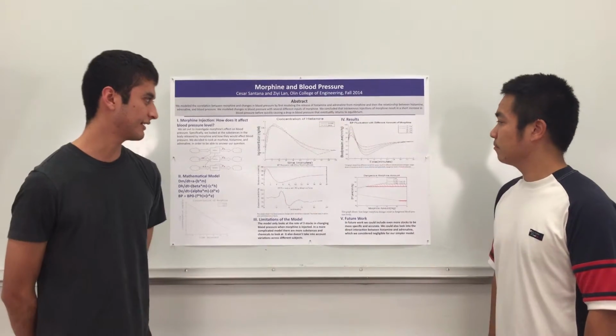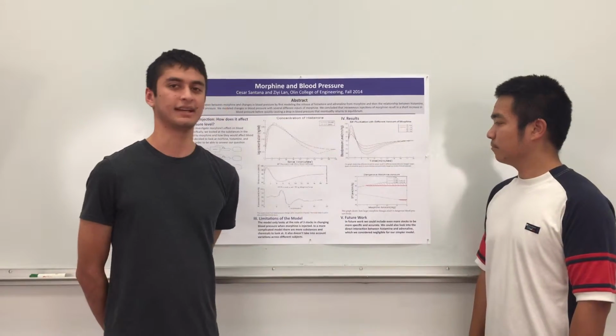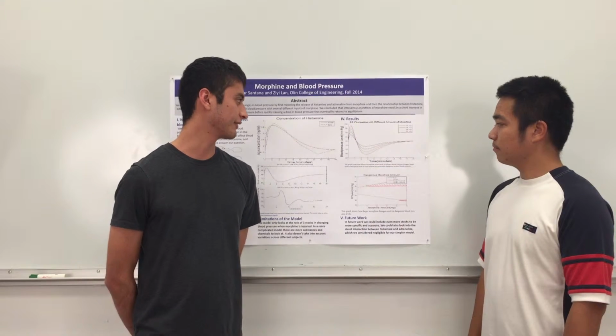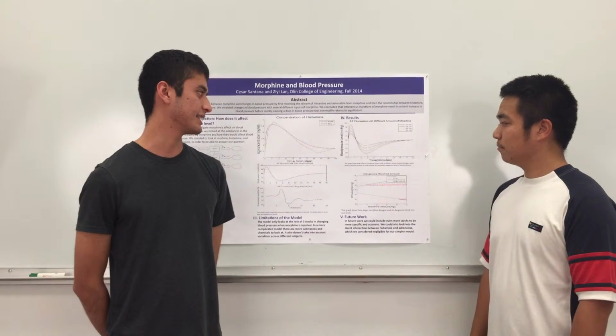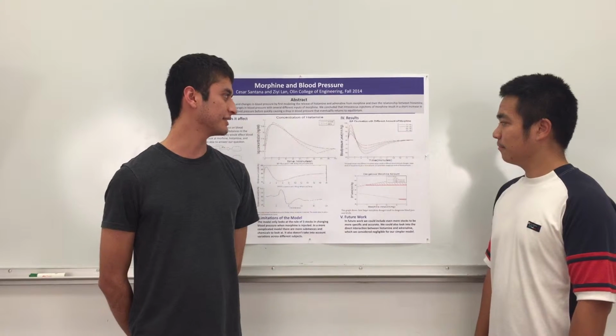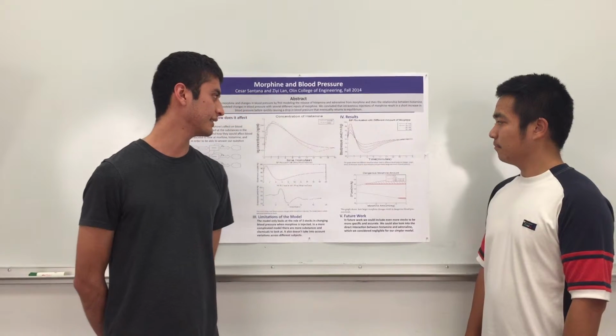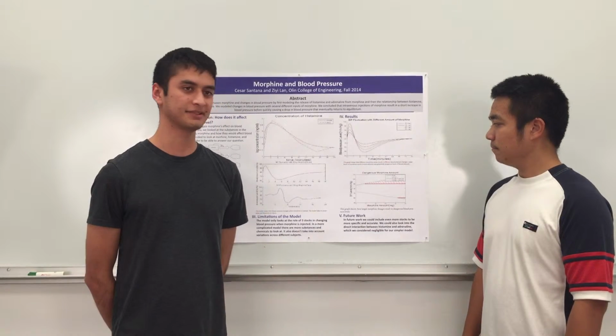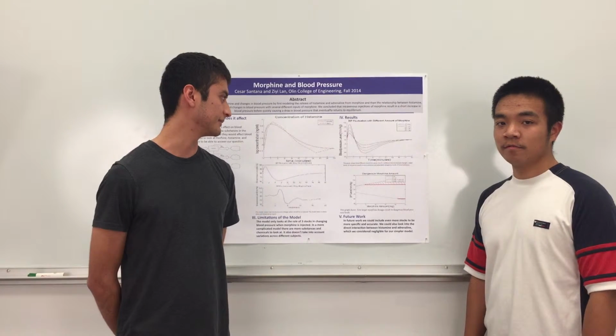For our results, we graphed different amounts of morphine and their effect on blood pressure. We saw that small doses of morphine generally cause a small change in blood pressure. But as we increase the amount of morphine injected, we see that the level of blood pressure goes to higher extremes as well as lower extremes.